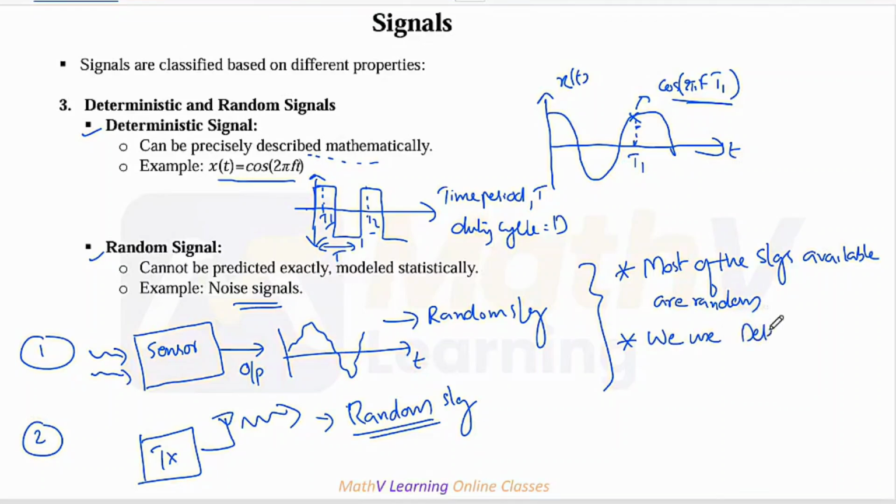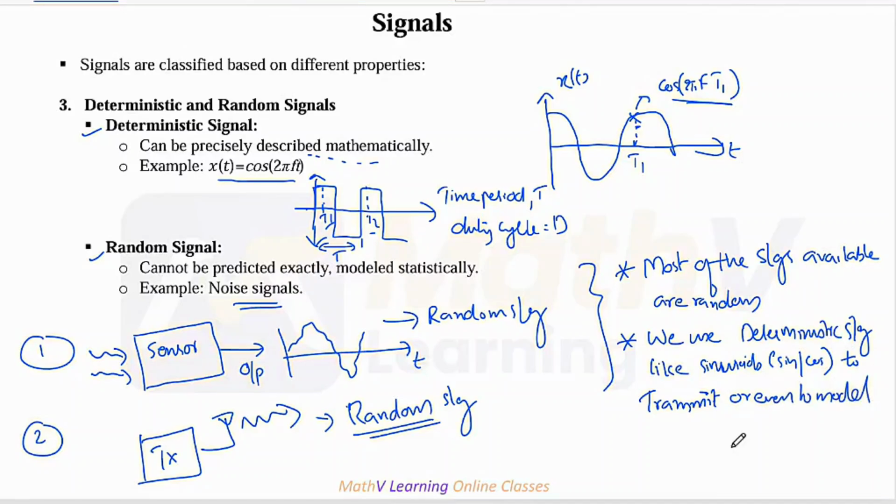deterministic signals like sinusoids. Okay, sinusoids are a sine or cos, right? To transmit, or even to model some random signal. Sometimes, to model a random signal, we may use a sinusoid signal, but it's rare, actually it is rare. But we use these deterministic signals to transmit.